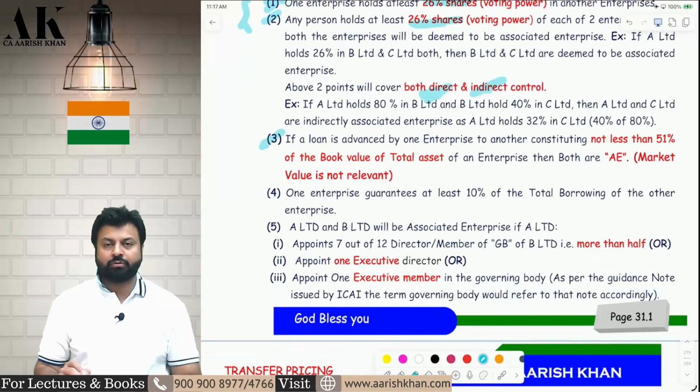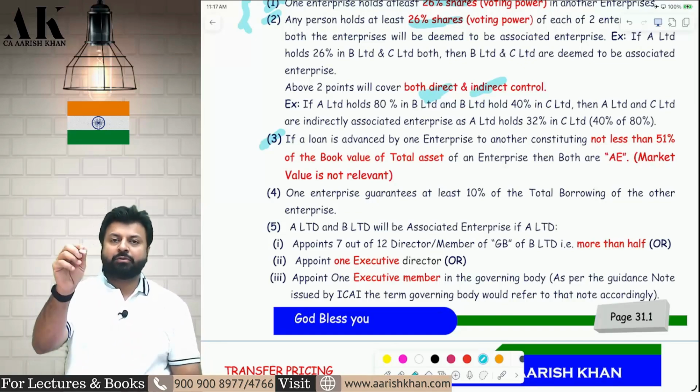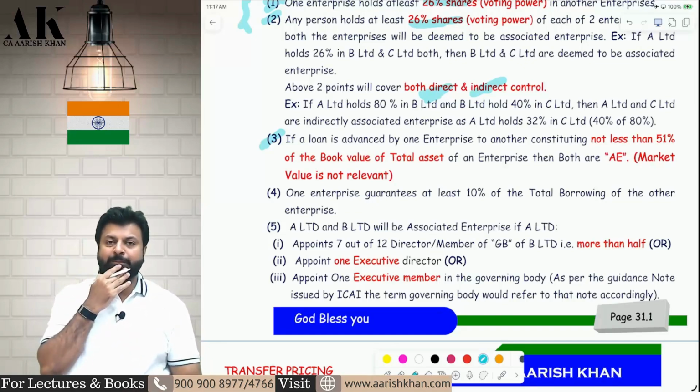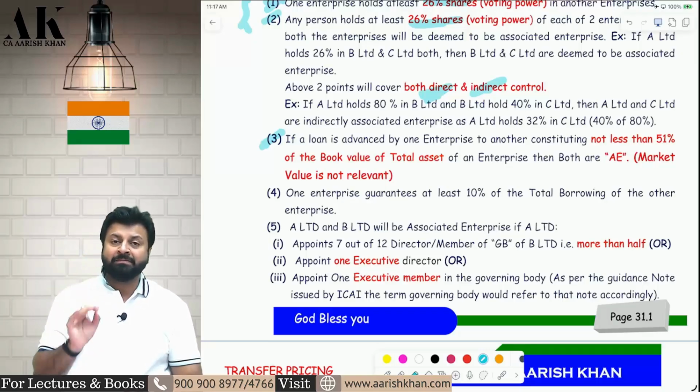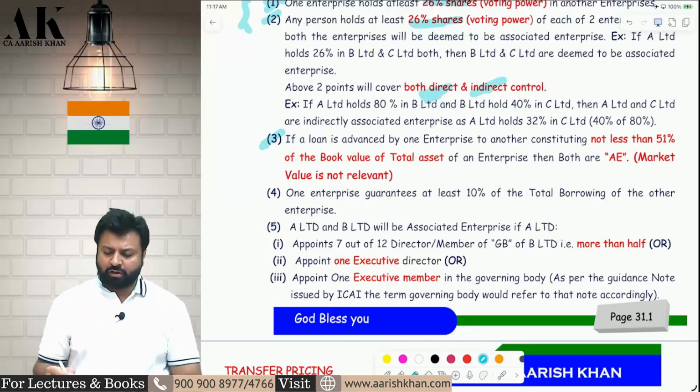Point number 3, let's come to one of the most important points, one of the most commonly asked points. If I finance 51% of the book value of your assets, then we both are associate enterprise. So I am supposed to take your book value of assets and then take how much I have given as a loan. If that comes to 51% or more, we both are associate enterprise. Now, fair market value of asset is not important. What is important is book value of asset.